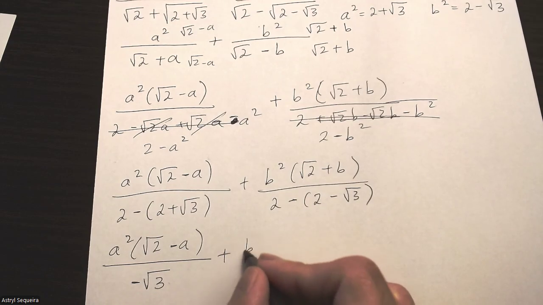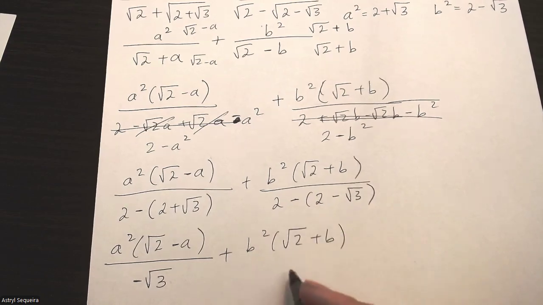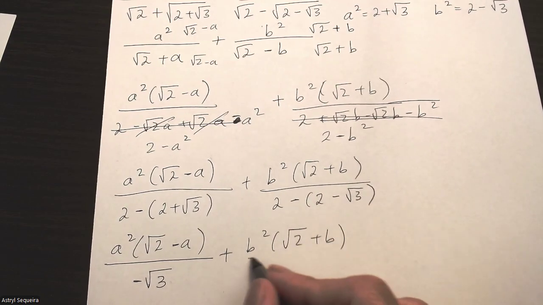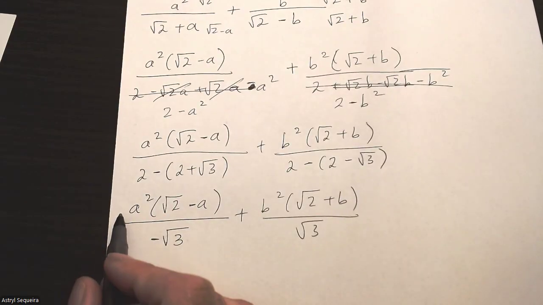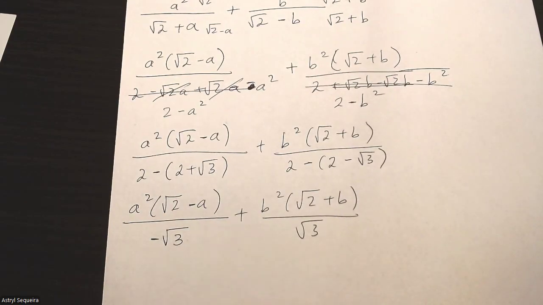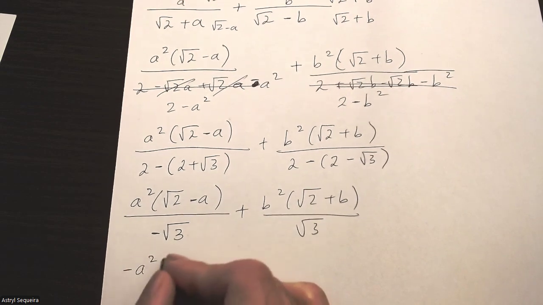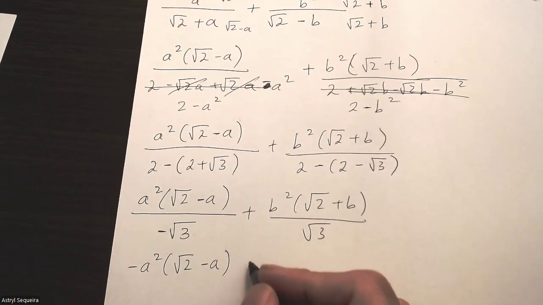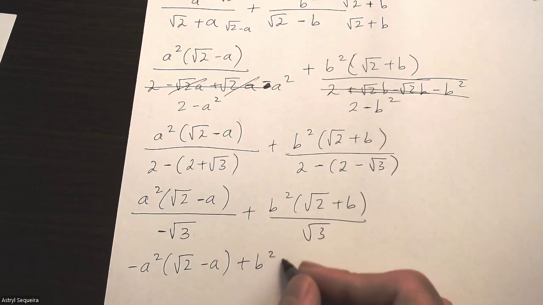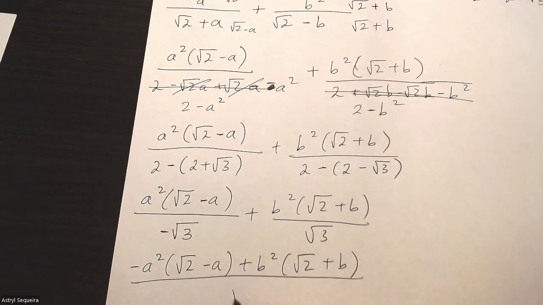And over here, 2 minus 2 is a 0, and negative distributes that to make it positive root 3. Next, I'm just going to move this negative to the top, and that's going to give me a common denominator of root 3. So I just have negative a squared times root 2 minus a plus b squared root 2 plus b over root 3.